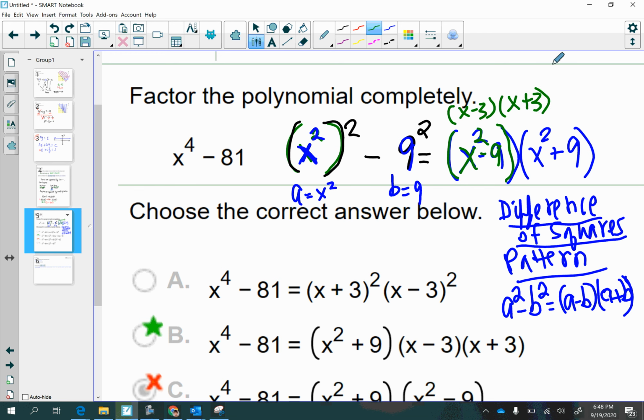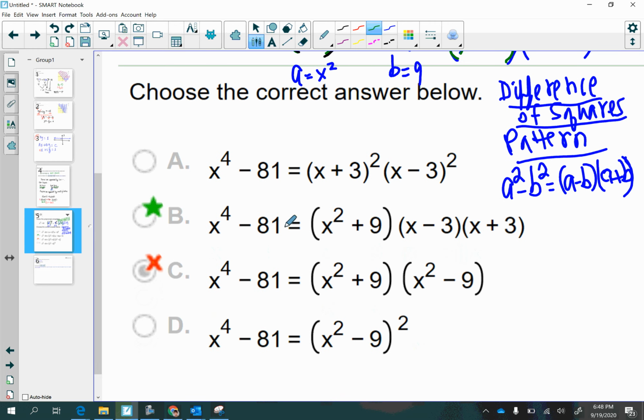Now there is no sum of squares pattern. Sum of squares does not factor. So that's why the correct answer is this one.